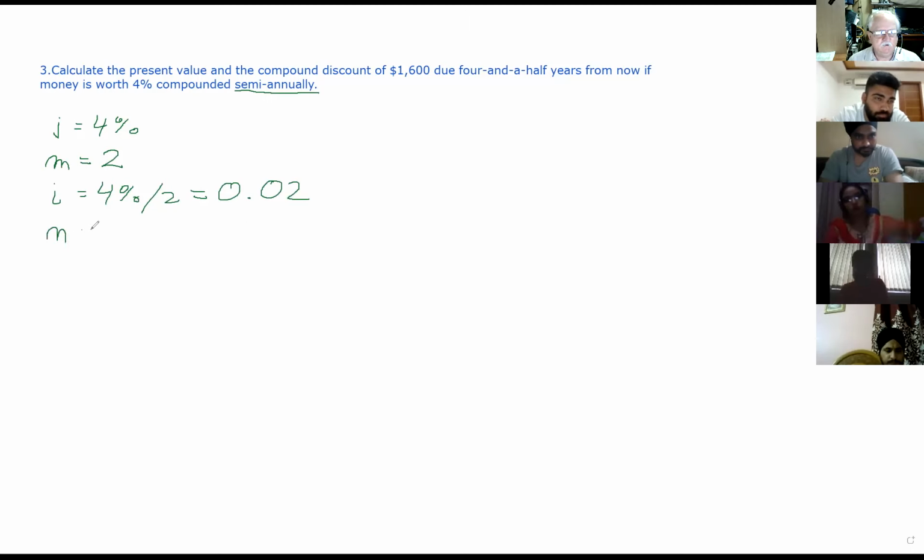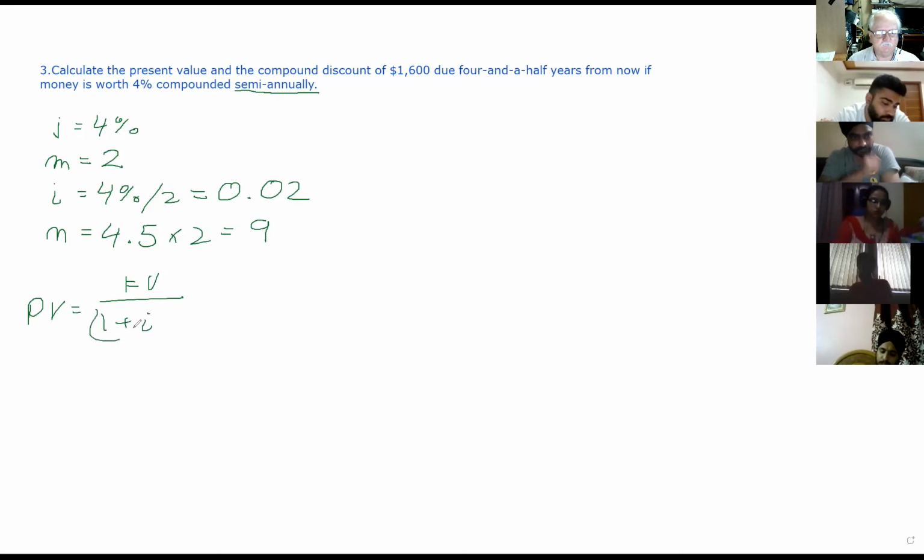And N is the number of compounding periods in the term. What do we have? 4.5 times 2 gives us 9. So our formula is that the present value equals the future value over 1 plus I to the power of n.